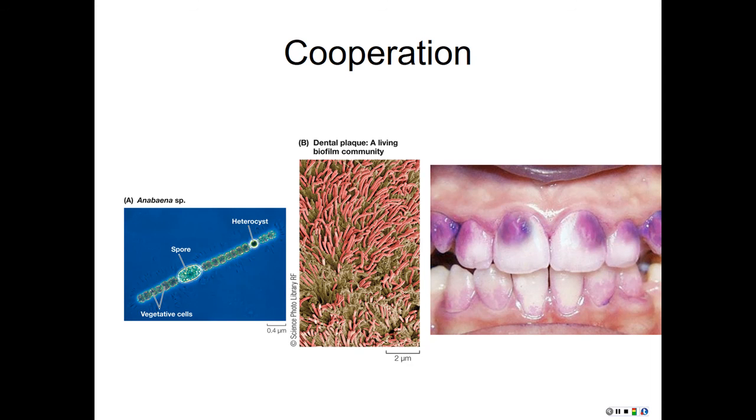So other species have these heteromorphic cells in the colony that cooperate by sharing products. So, for example, the Anabaena. Another form of metabolic cooperation we see are in biofilms.